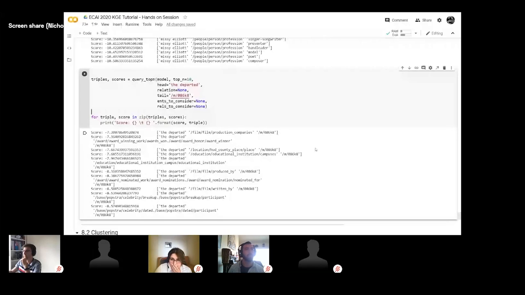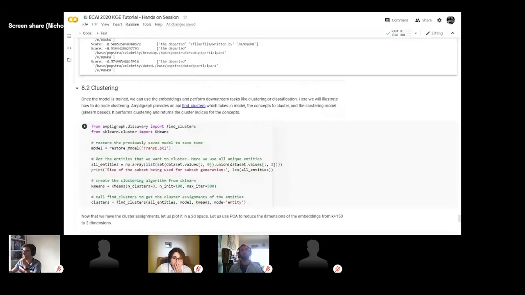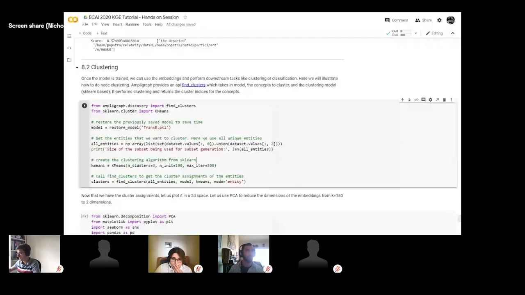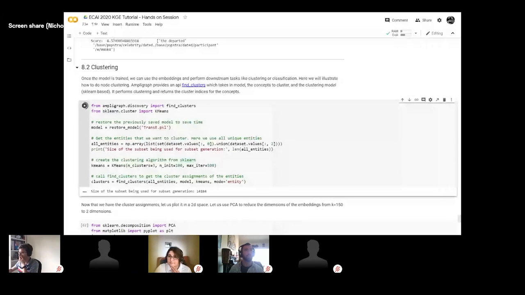The next task we're going to look at is downstream clustering. So once you've trained the model, you could use the embeddings in a clustering or a classification setup. Here we're going to illustrate how to do node clustering. We do have an API, find clusters, which receives the model, the concepts to cluster, and the clustering model. Then we'll just perform clustering on the entity embeddings themselves and return the indices. So I'm going to run the cell here. We're just going to run k-means using three clusters on all of the entities in our trained model.